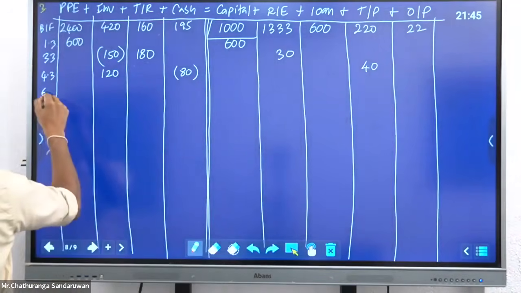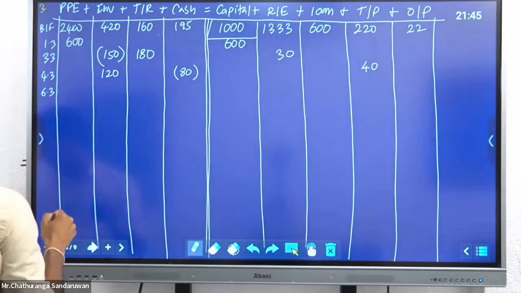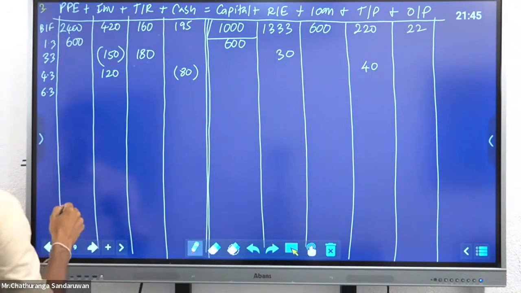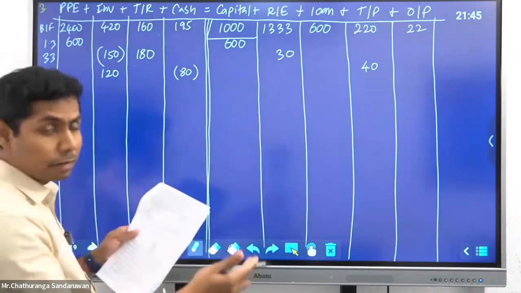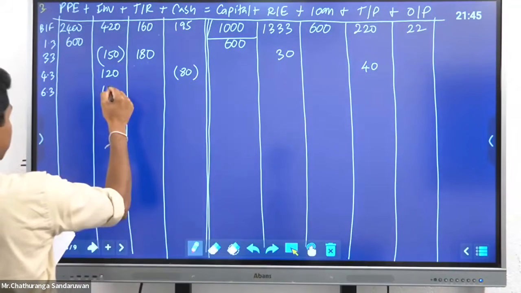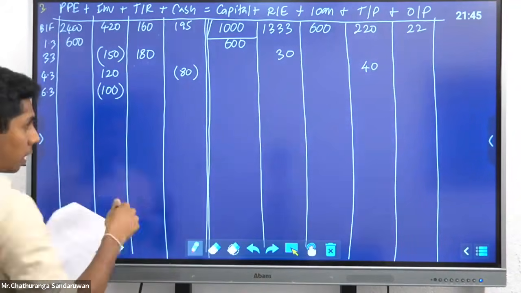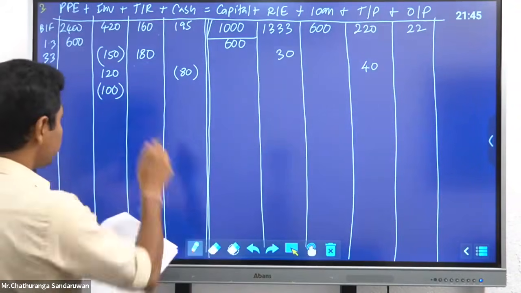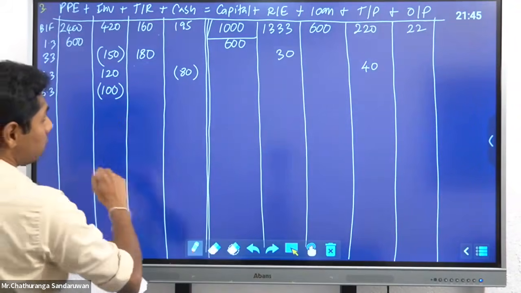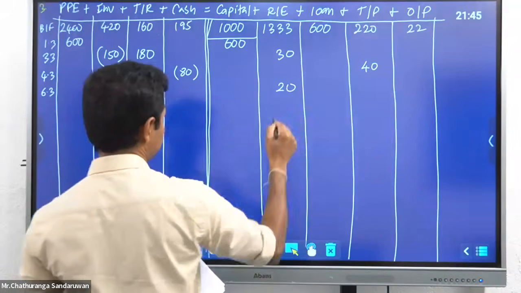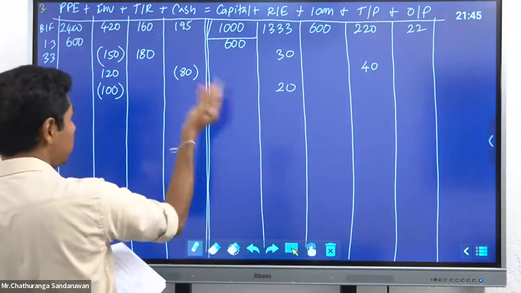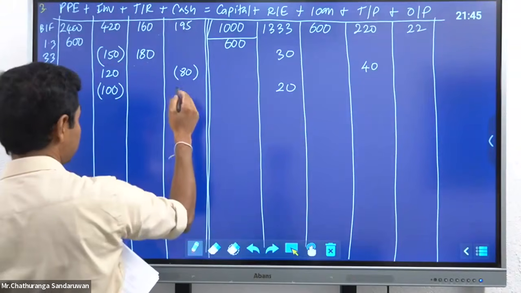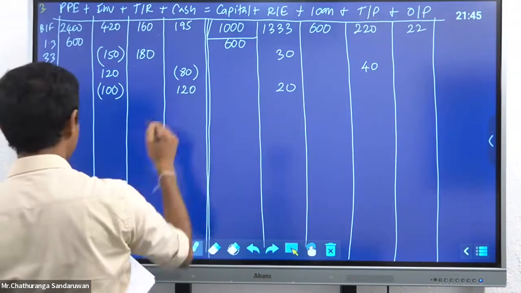Then 6th of March. The cost of the goods sold for cash sales 100. This time cost of sales is given. Therefore, inventory reduced by 100, and we keep 20% markup on cost. Therefore, if the cost is 100, profit is 20, should be added to the retained earnings. Sales price is therefore 120. That is a cash sale. Therefore, cash will be increased by 120.